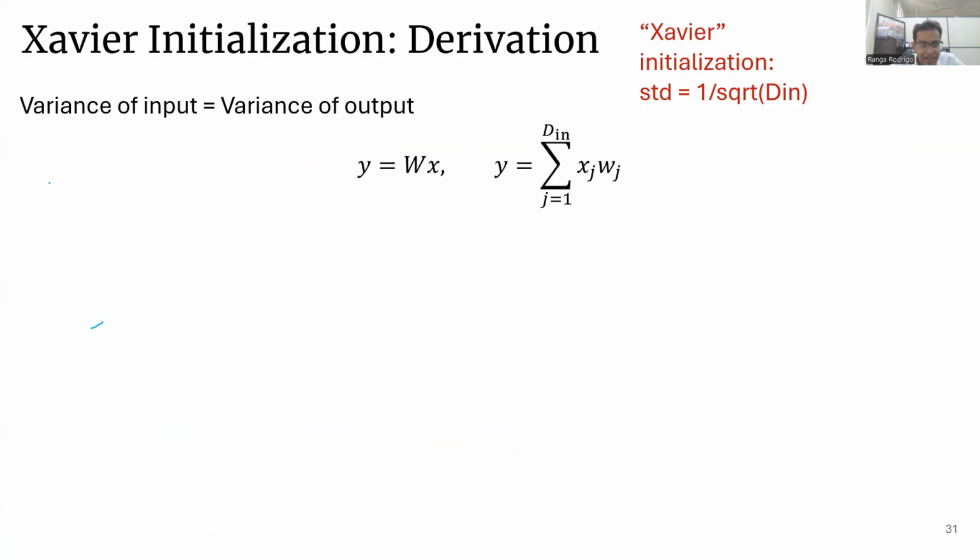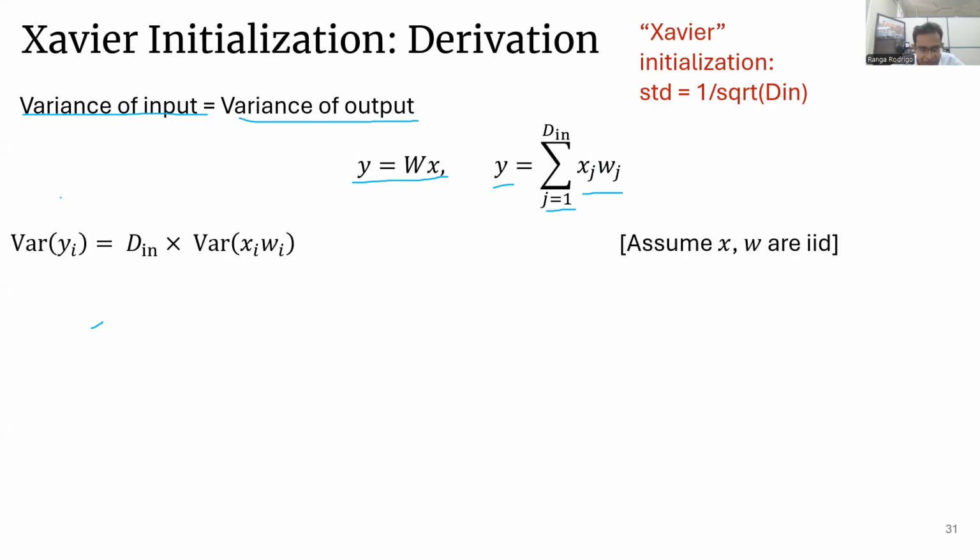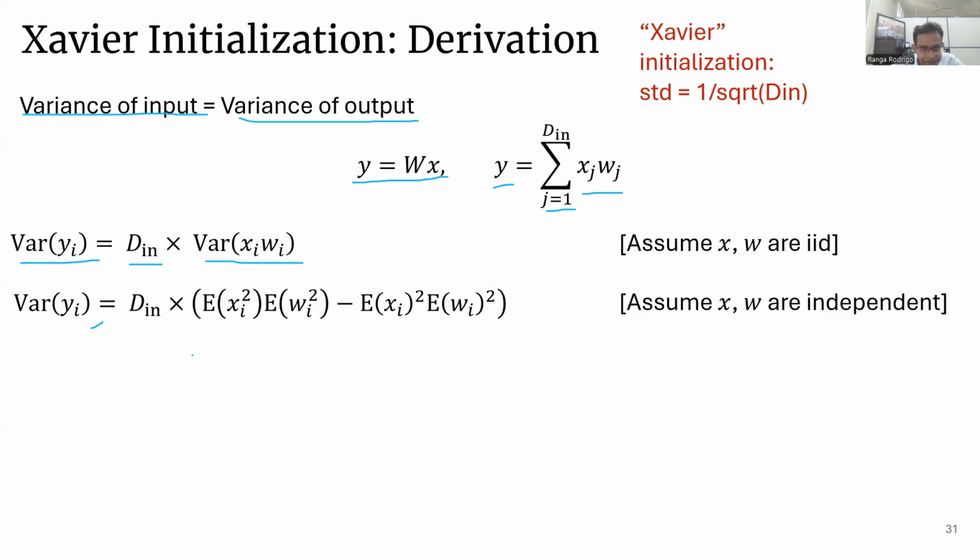So what we want is for the variance of the output variable to be the variance of the input variable, so that data is nicely distributed around 0. If you consider y equals wx, you can see y equals the sum over j from 1 to d_in of xj times wj. Now let's see this. Variance of yi is equal to d_in times the variance of xi wi. If you compute the variance of that, you will get the mean of xi squared times the mean of wi squared.